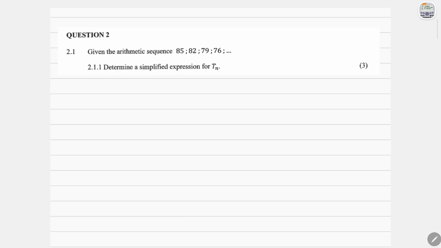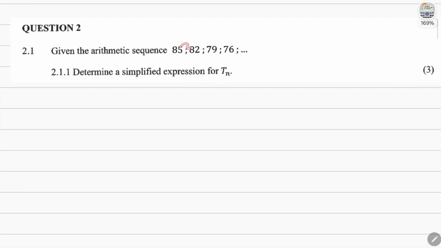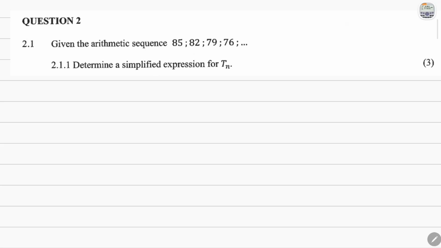Question 2 says, given the arithmetic sequence, we have 85, 82, 79. Okay, it's arithmetic, so it's linear. And we can already see that we are simply just subtracting by 3 every time. Minus 3 is 82, minus 3 is 79, and so on. They want us to determine a simplified expression for Tn, so for the general term. So just find the general term and simplify it.